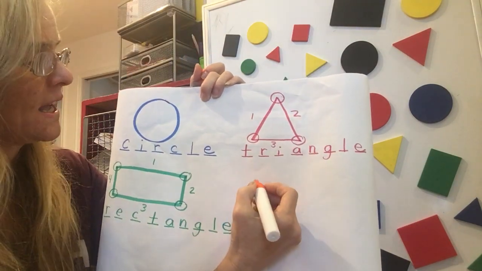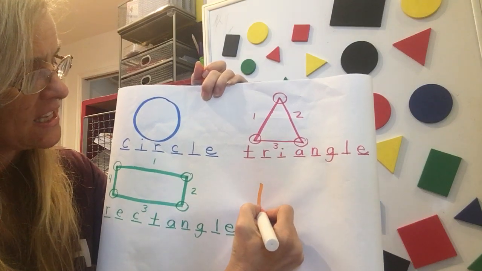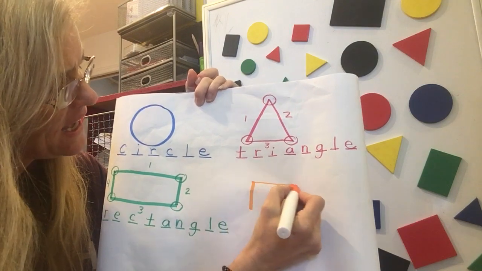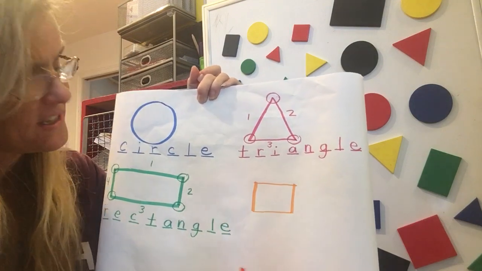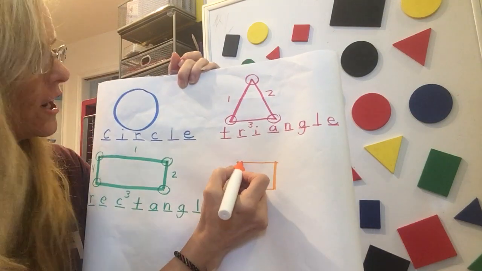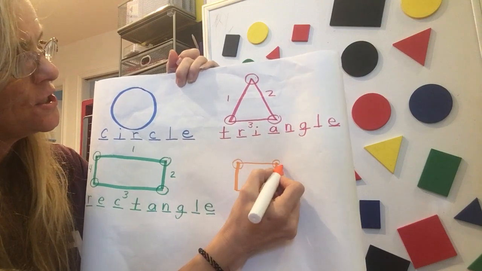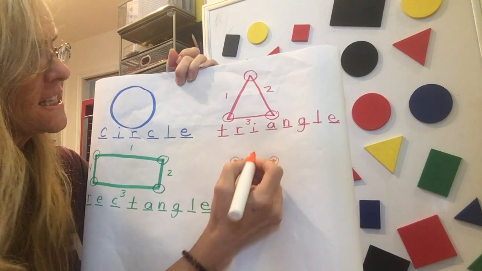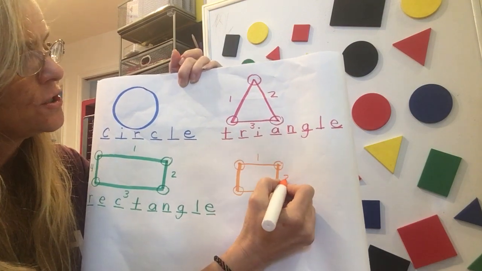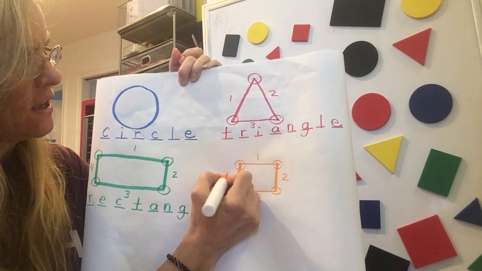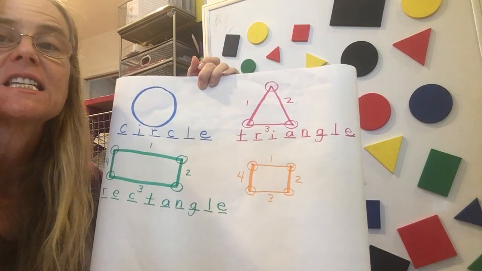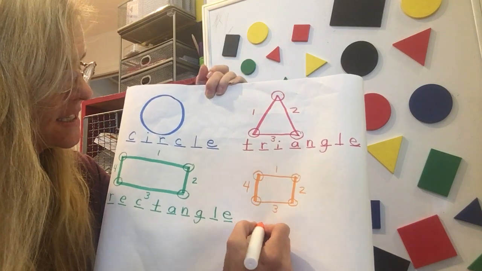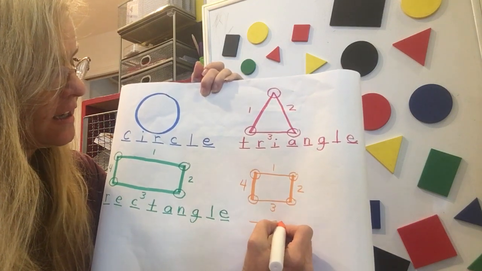Now this one has 4 sides as well, but all of the sides are the same. 4 angles, 1, 2, 3, 4. 4 vertices, 1, 2, 3, 4 sides. It's a special rectangle. We call it a square. Square.